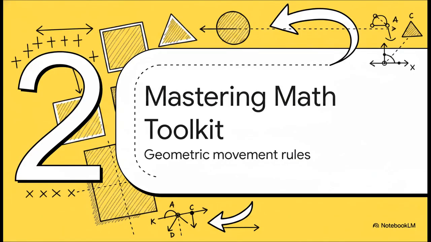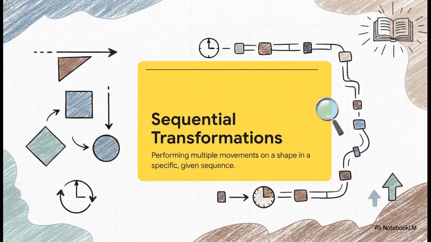Moving right along to Section 2, Mastering the Math Toolkit. Let's look at the actual rules of geometric movement. In math, you can't just move things wherever you feel like it. Here's our core definition. Sequential transformations mean performing multiple movements on a shape in a specific given sequence. We're talking sliding, which is called a translation, flipping, that's a reflection, or turning, a rotation. So the crucial point is this. Every single transformation follows very strict math rules, and honestly, above all else, they absolutely must be done in the exact order they are given. You mess up the sequence, you're going to completely mess up your final destination.